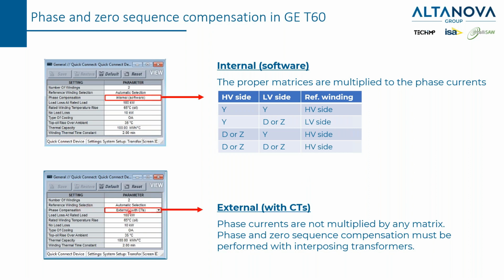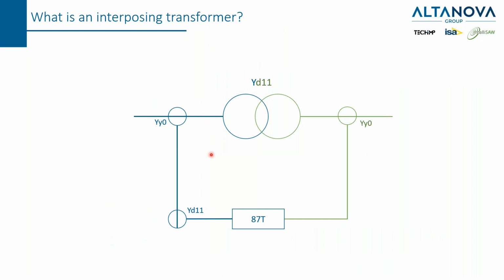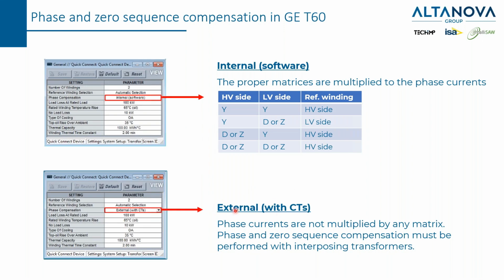In case this phase compensation is set to external, then the phase currents are not multiplied. So this is true, and you have seen before with a real example. But how can you decide if this parameter must be set to internal or to external? External is when in the plant there are external CTs for this compensation. Another way to call these external CTs is interposing CTs.